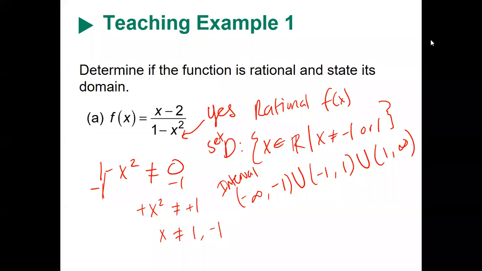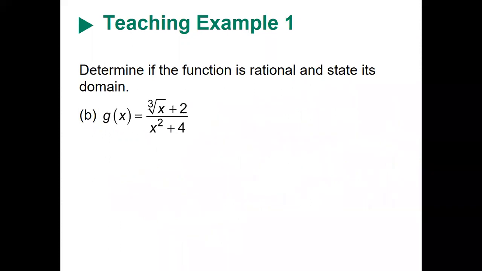All right. So here we go again. We have to determine if the function is rational and state its domain. So we have the cube root of x plus 2 divided by x squared plus 4. Do you think it's rational? No, that's just the function's name. All right. Yes, there we go.